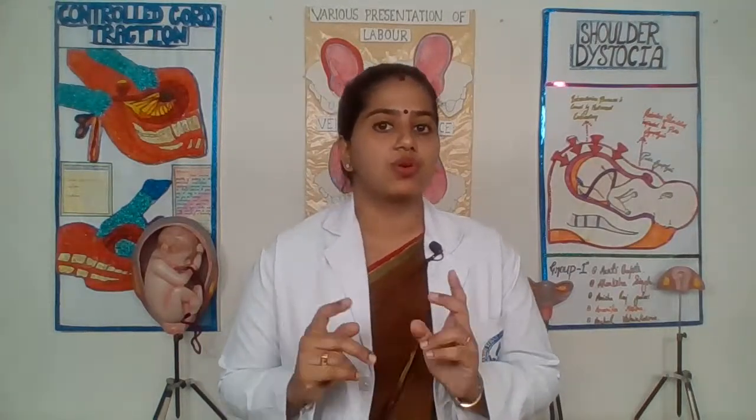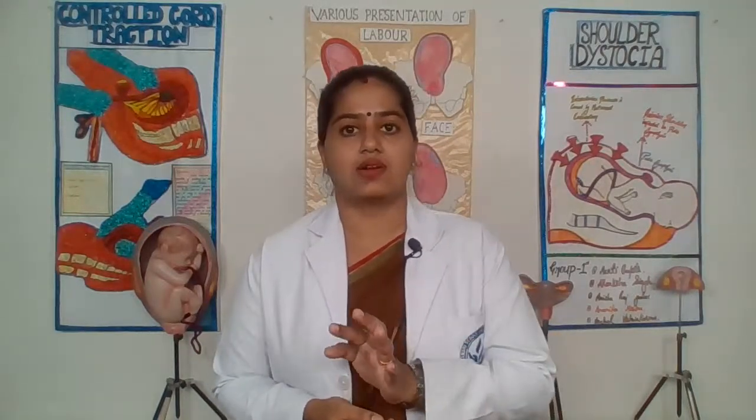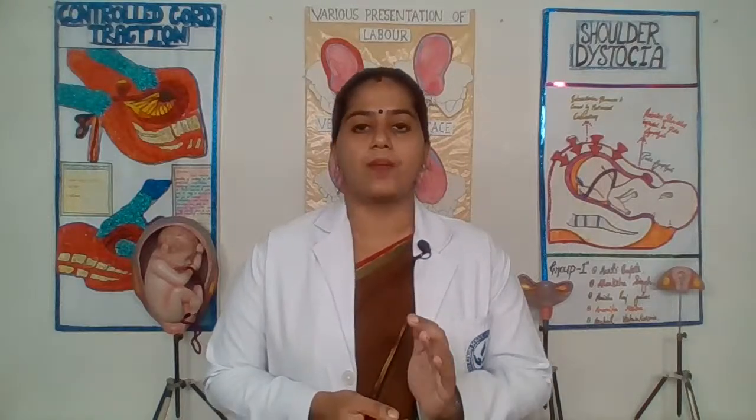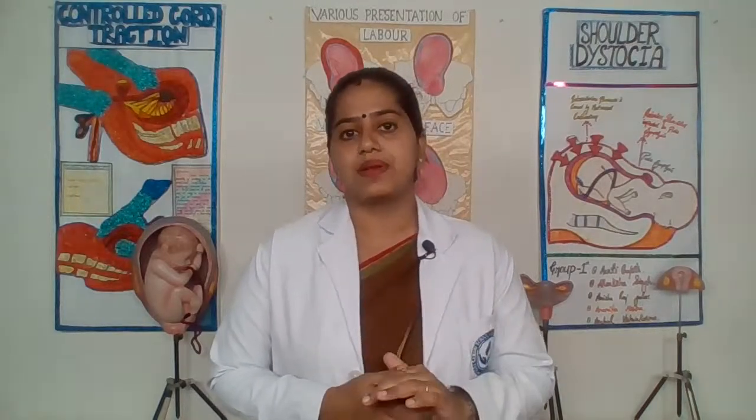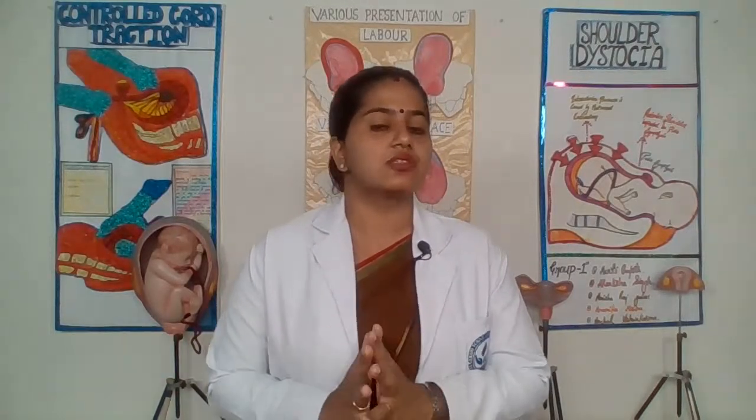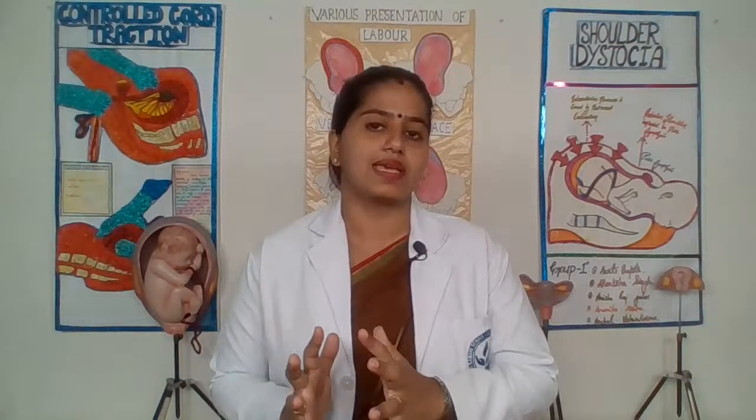Then we have seen about two types according to the clinical features or clinical complication: complicated breech and uncomplicated. Uncomplicated, no complications will be there. Complicated breech, if the breech is having prematurity, placenta previa, multiple pregnancy, some of the causes that lead to complication, then it is known as complicated breech.